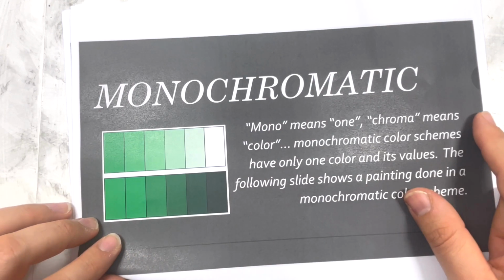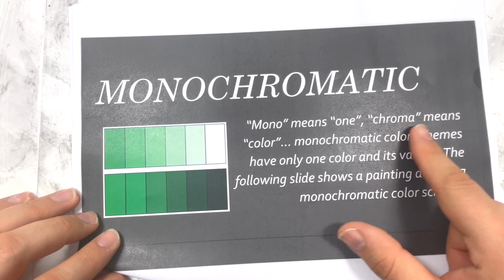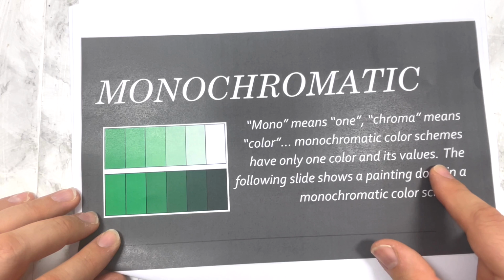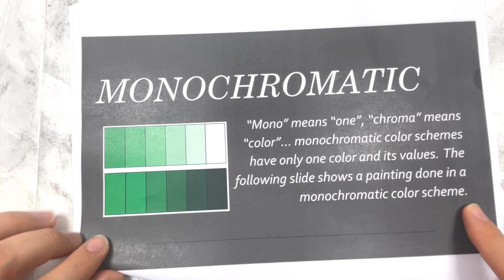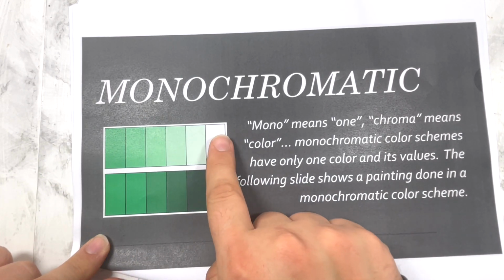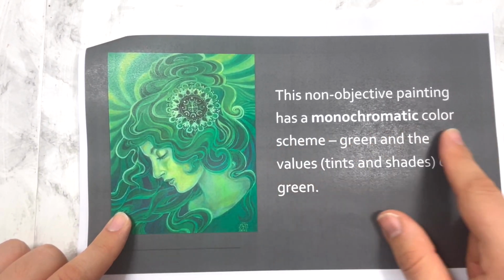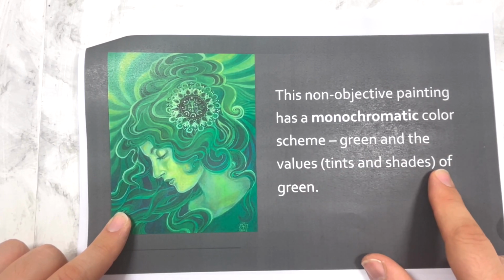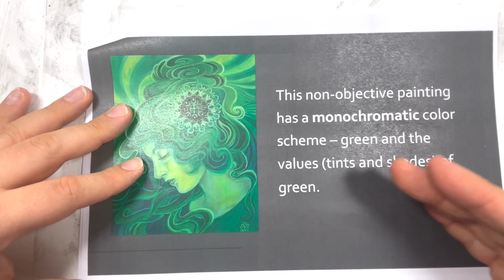So monochromatic. Mono in Latin means one. Chroma in Latin means color. A monochromatic color scheme has only one color and its values. The following slides show paintings done in a monochromatic color scheme. So this is all different shades and tints of green. This is an object painted in a monochromatic color scheme: green and the values, of course, are the tints and the shades of the green. So the tints, we said, are made with the white, and the shades with the black.